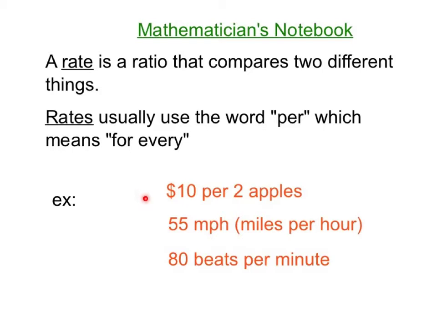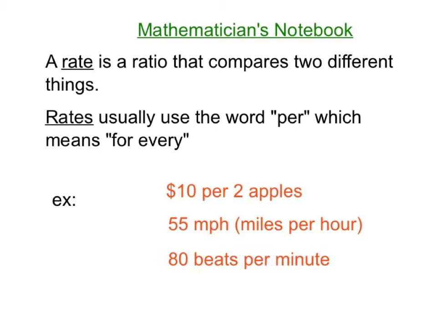$10 per 2 apples, 55 miles per hour, and sometimes we write mph for miles per hour, and 80 beats per minute. And 80 beats per minute is about the average rate of a human heart. So your heart is probably beating right now somewhere around 80 beats per minute.